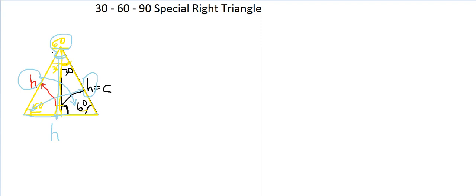So, if we're going to go back to our original triangle here, let me use the original color as well. Say this one, and this measures again. This is our right angle. This is our 30.